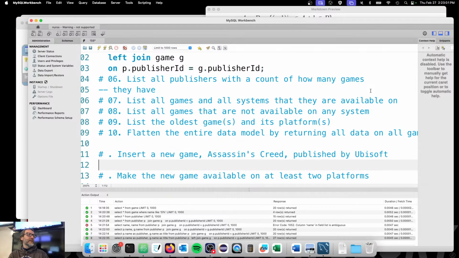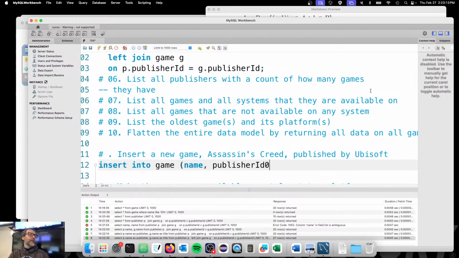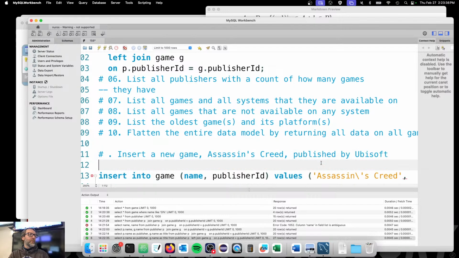Insert a new game though. Assassin's Creed, published by Ubisoft. So that's a reminder of what we did on Tuesday. Insert into game, name and publisher ID, values. And I did this Assassin's Creed because remember, what are your strings? Single quotes. What are we going to have to do to that single quote in the title itself? Escape it. Backslash. And then whatever the publisher ID is of Ubisoft. So I'm going to have to insert into Ubisoft first.